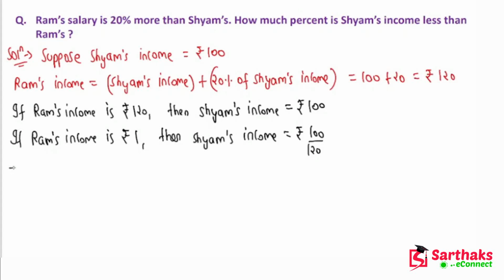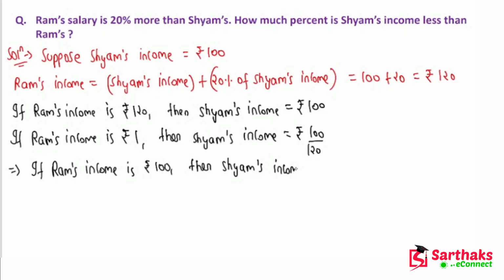You can do this by implies that if Ram's income is rupees 100, then Shyam's income equals, now you multiplied 1 by 100, multiply them also, so it will be 100 upon 120 into 100, right? So if we cancel the zeros, it would be something rupees 83 1 by 3, right?